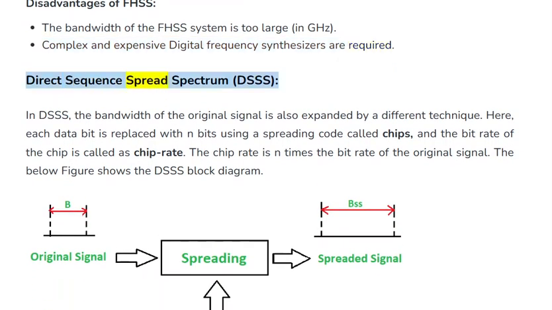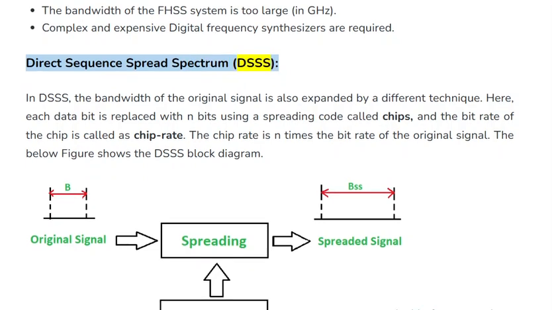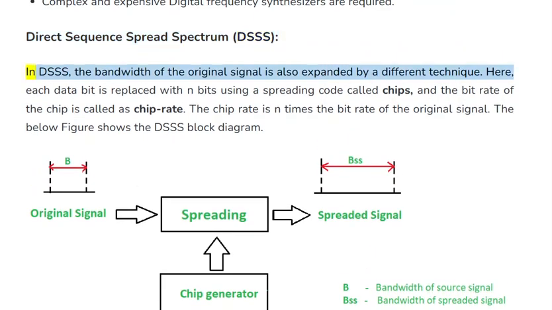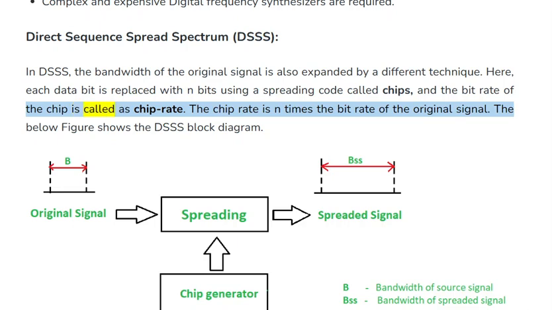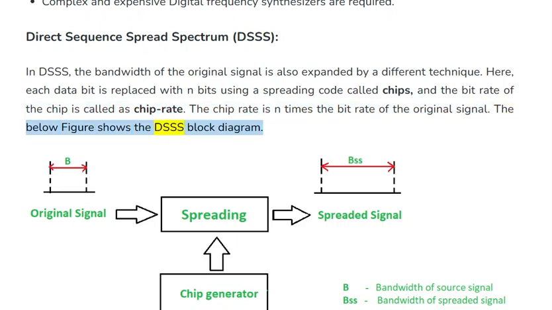Direct sequence spread spectrum (DSSS). In DSSS, the bandwidth of the original signal is also expanded, but by a different technique. Here, each data bit is replaced with n bits using a spreading code, called chips, and the bit rate of the chip is called the chip rate. The chip rate is n times the bit rate of the original signal. The figure below shows the DSSS block diagram.